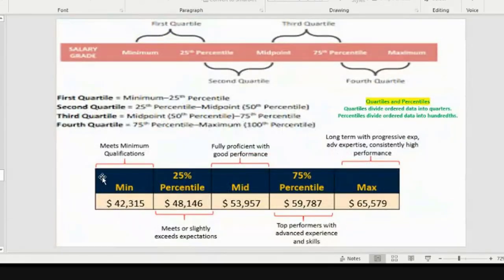And anyone who is on the salary grade that is paid less than the minimum is called a green circle. And anyone who is on the salary grade that is paid more than the maximum is called a red circle.